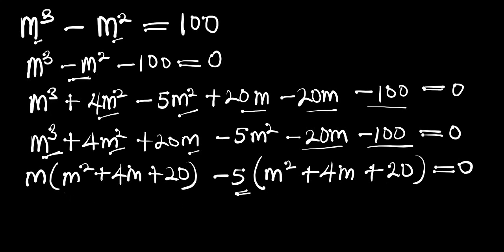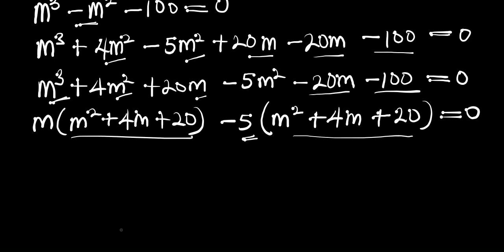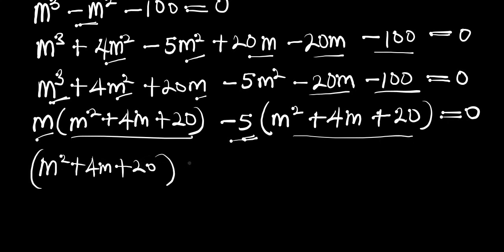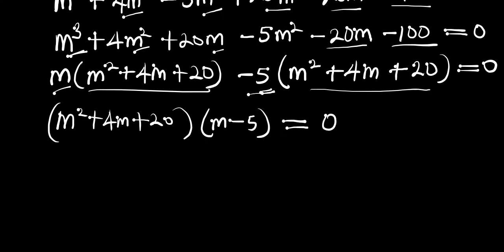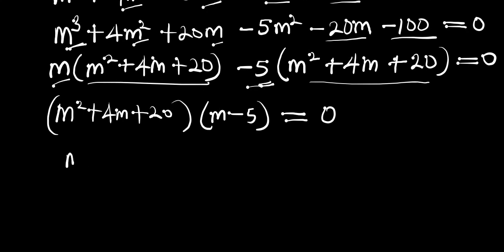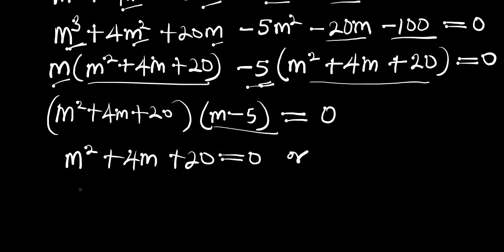Now if you look at what we have here, this bracket and this bracket are the same, so we can take that out. Then we combine m and negative 5, so we are going to have m squared plus 4m plus 20, then we have m minus 5 as well, and this equals 0. So at this point we are going to have two different equations. We are going to have m squared plus 4m plus 20 equals 0, or we have this other equation, m minus 5 equals 0.